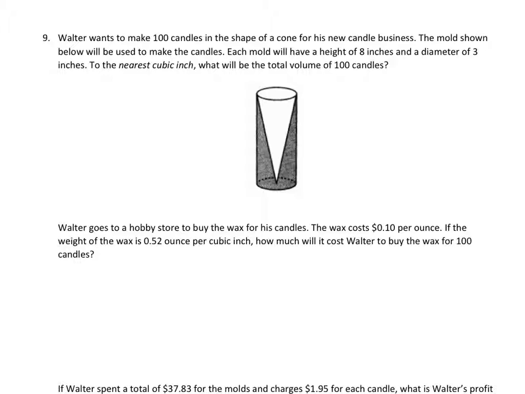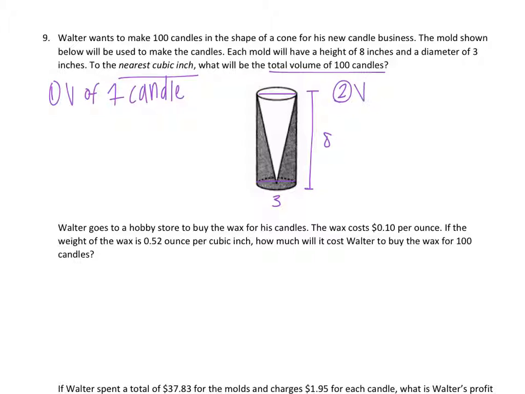Walter wants to make 100 candles in the shape of a cone for his new candle business. The mold shown below will be used to make the candles. Each mold will have a height of 8 inches and a diameter, all the way across, of 3 inches. To the nearest cubic inch, what will be the total volume of 100 candles? So first, let's find the volume of one candle. Then, after that, we'll find the volume of 100 candles, meaning the volume of the total.